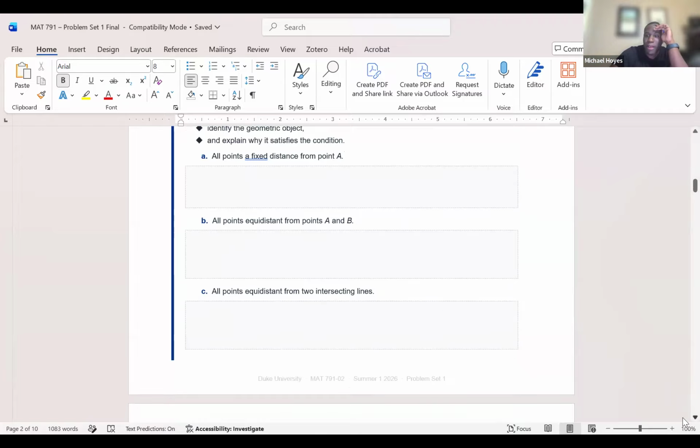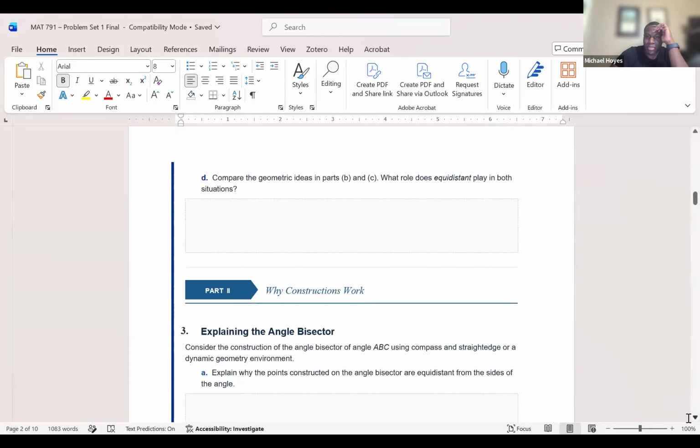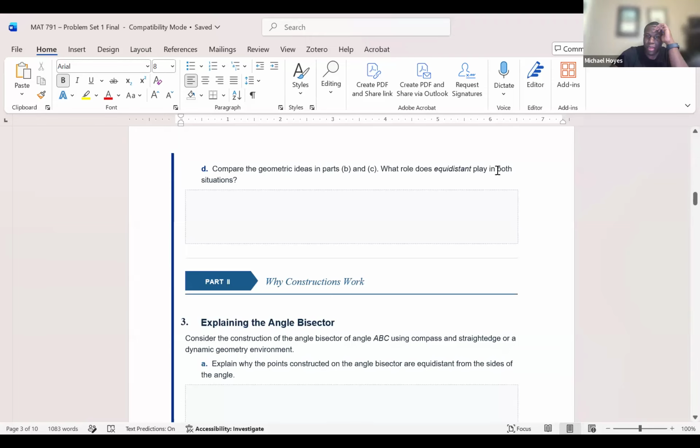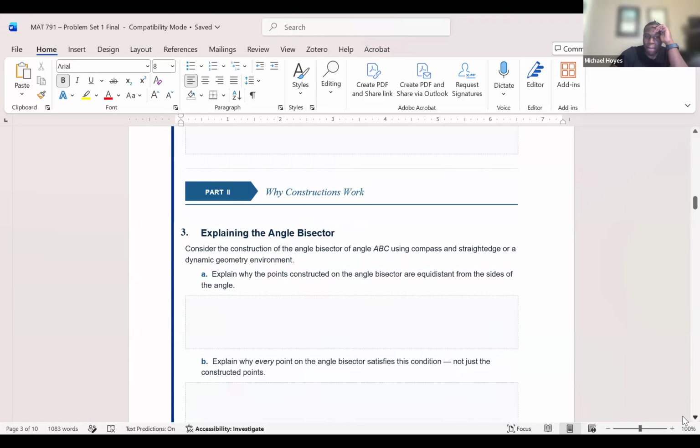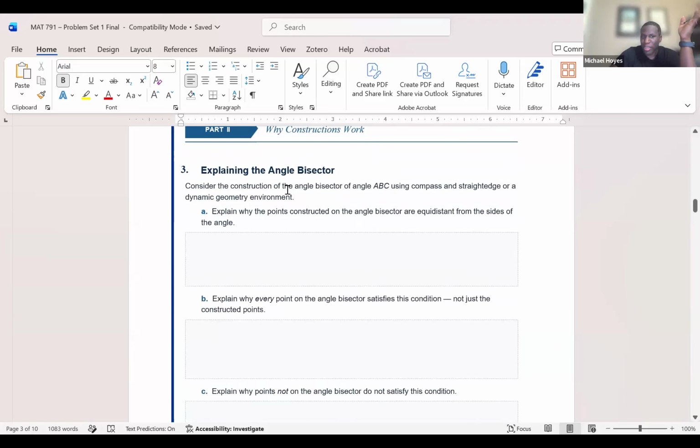So hopefully you remember. If not, you can always go back and look at some things, and then you're kind of comparing the role equidistance plays in that speaking. Then this one, which was pretty much prepping for today, explain the angle bisector. So you've already done that, and now it's just kind of speaking to it. So it's going to talk about the construction, it'll talk about why you know it satisfies the conditions, and why points not on the angle bisector don't satisfy the conditions of being equidistant from the sides of the angle, the two rays that make up the angle.